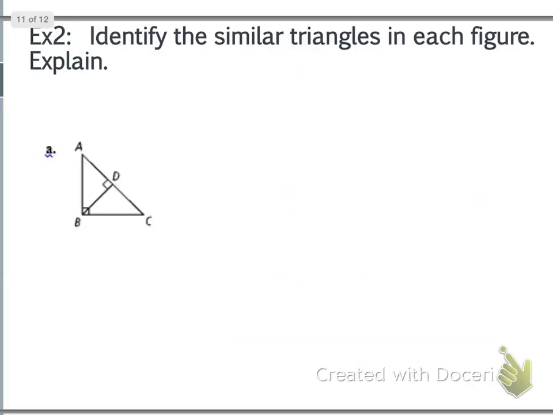Okay, so my next one, identify the similar triangles in each figure and explain. So it looks like I got 2 right angles. I have one here and I have one here. So we're going to try to build our triangles off of that.